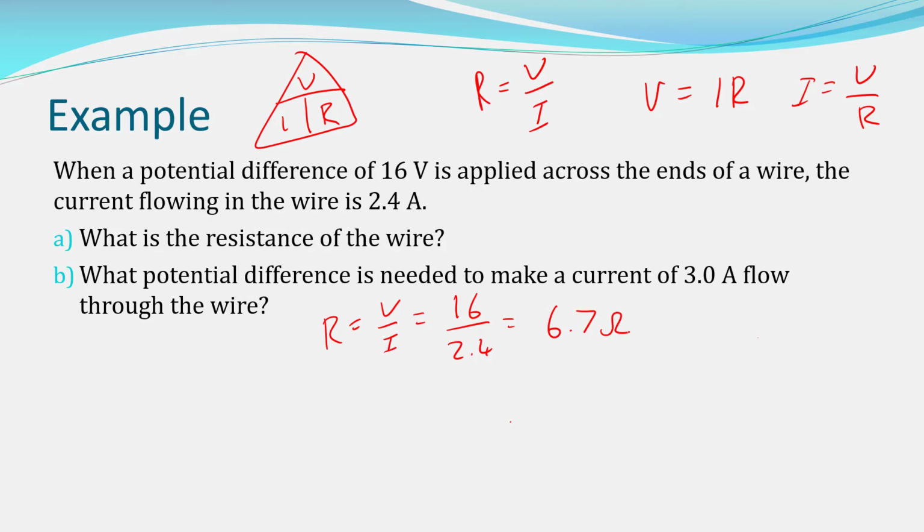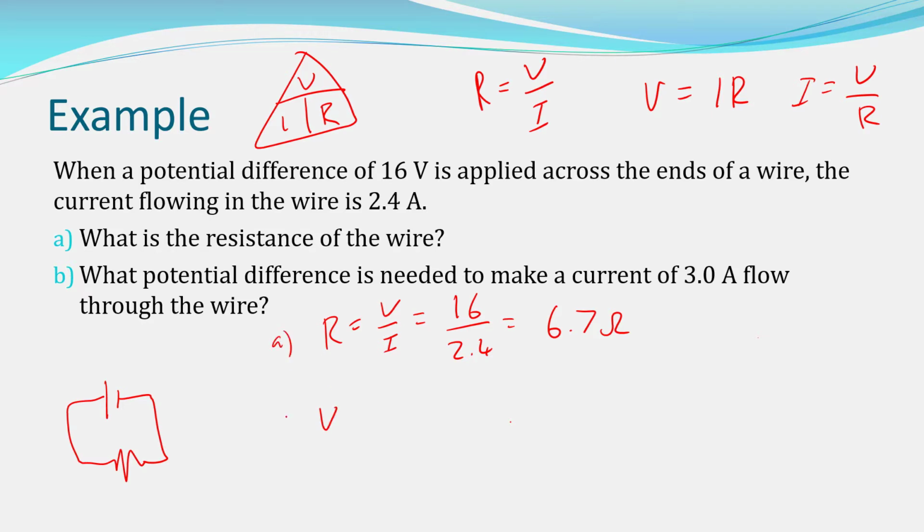Okay, and the second part is saying, well, what is the potential difference needed to make a current of 3 amps flow through the wire? So, in other words, say we've got a battery and we've got this wire, and what it's saying is when you apply 16 volts across these two terminals, or if you have a 16 volt battery, then the current flowing through the wire is 2.4 amps. But if we want 3 amps to flow, what potential difference do we need? So we're just going to be rearranging that equation.